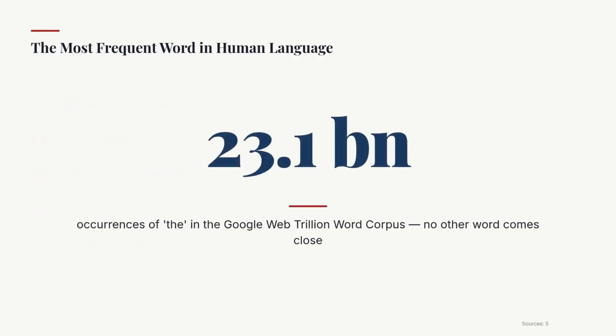Let that number sink in, 23.1 billion. That is the count of "the" in Google's trillion-word corpus of web English. It is not merely the most common article, it is the most common word, period. More frequent than "of," more frequent than "and," more frequent than "a." If you sampled every word ever typed on the English language web, about 1 in every 20 would be this tiny, unassuming 3-letter function word. Its dominance is so complete that we rarely stop to notice it.